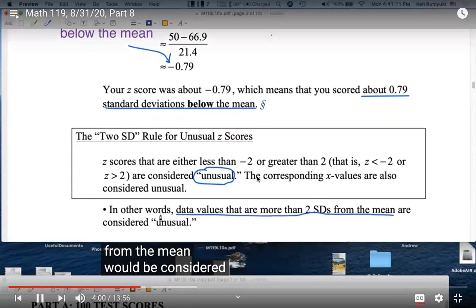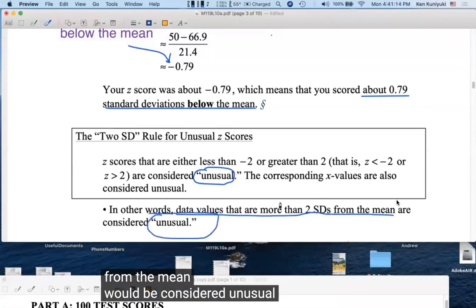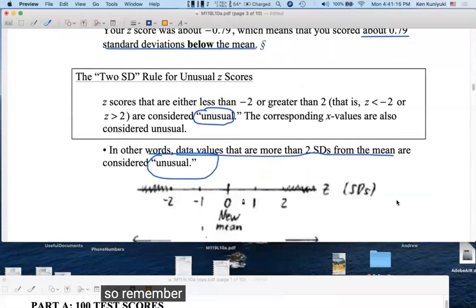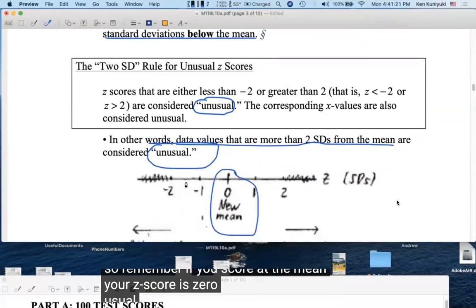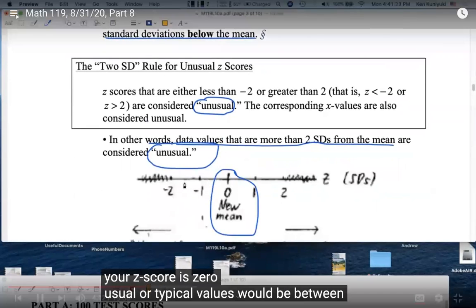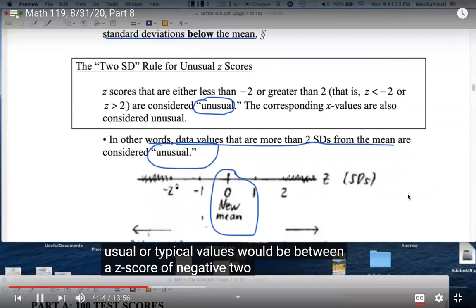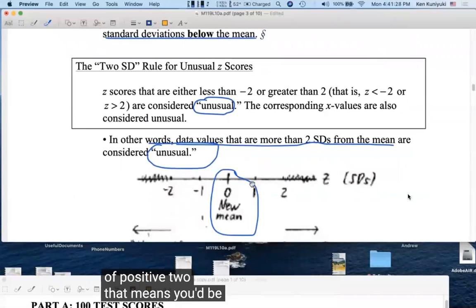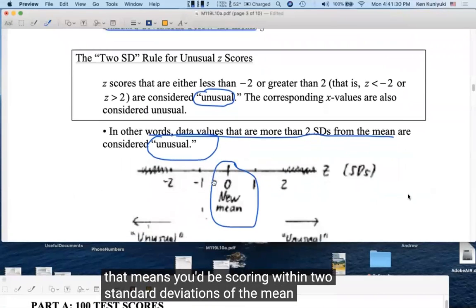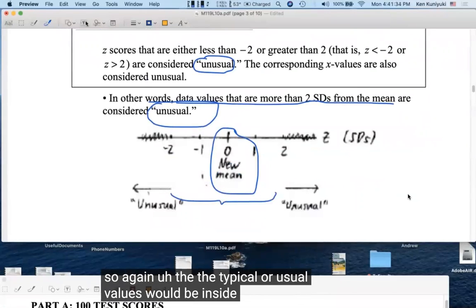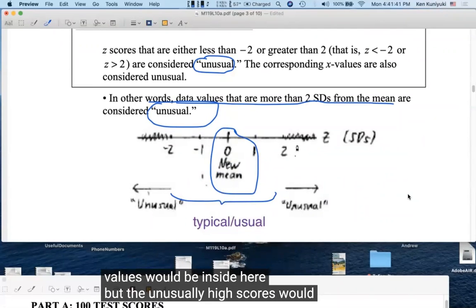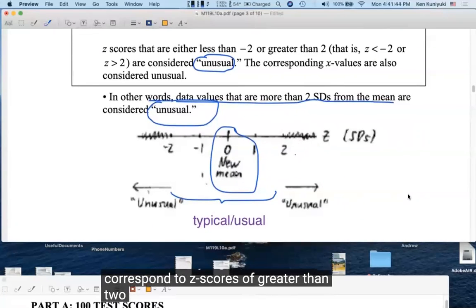Would be considered unusual. So remember, if you score at the mean, your z-score is 0. Usual or typical values would be between a z-score of -2 and a z-score of +2. That means you'd be scoring within 2 standard deviations of the mean. So again, the typical or usual values would be inside here. But the unusually high scores would correspond to z-scores of greater than 2, and unusually.